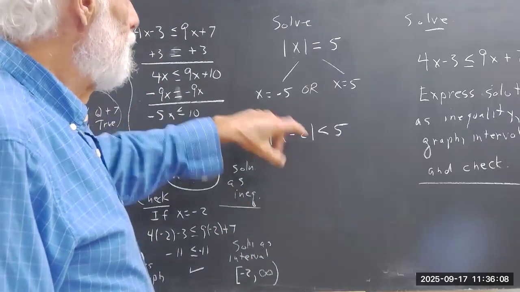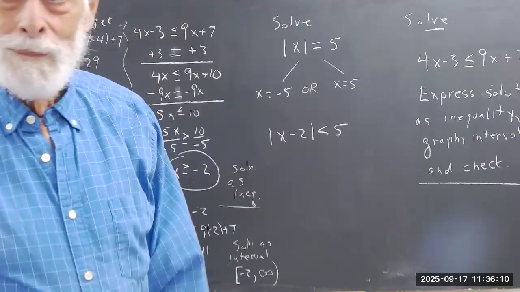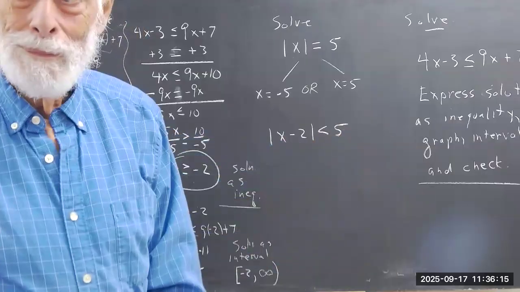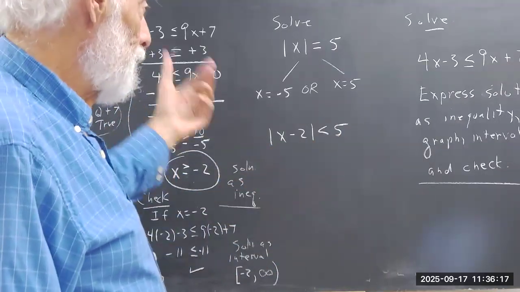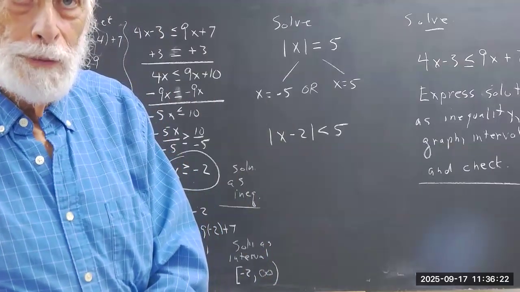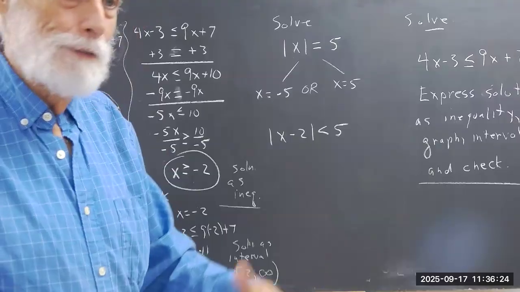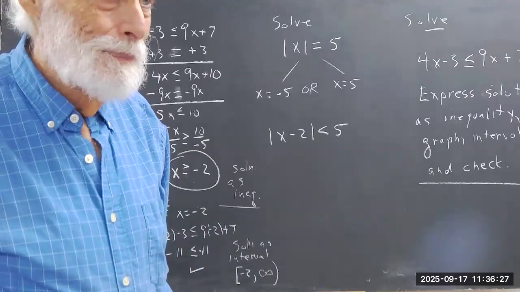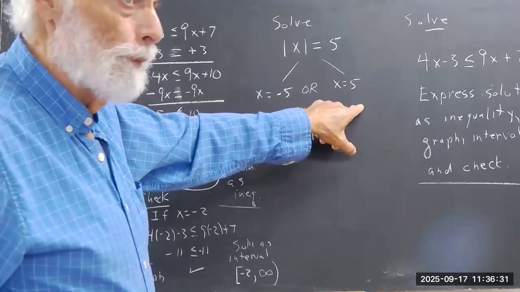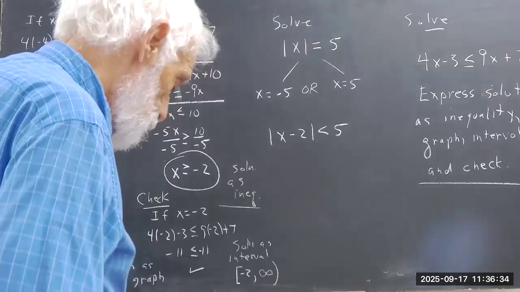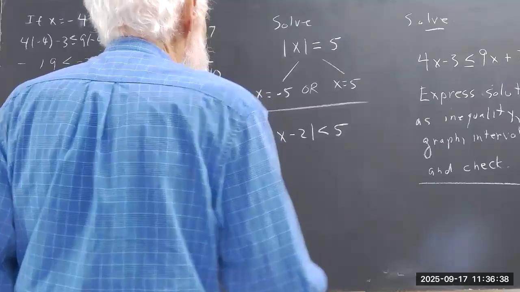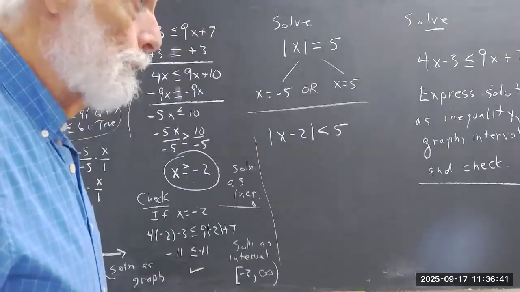This means x can be -5 or it can be 5. We wouldn't say and because x can't be both. If we said and, we'd say x is -5 and x equals 5. No, x equals 5 is a solution and x equals -5 is a solution. But to say an and here means that x would have to be both. It's an important distinction. Anyhow, that's your solution. That's all there is to that one. And this one isn't much more difficult.